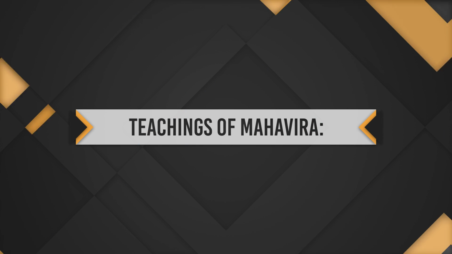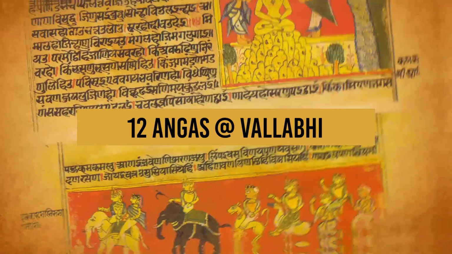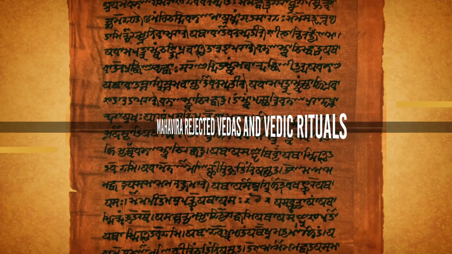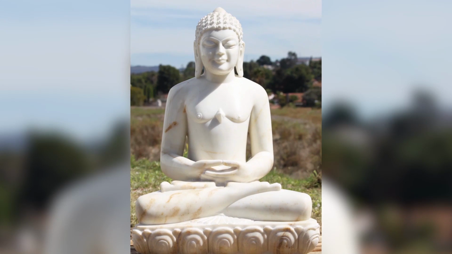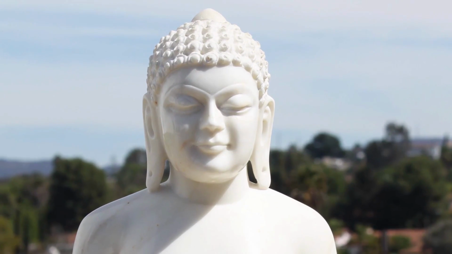Teachings of Mahavira. The teachings of the Jain Tirthankars were compiled into 12 Angas at Vallabhi. The principle of Jainism can be summed up as follows: Mahavira rejected the Vedas and Vedic rituals. He advocated an austere and simple life with the ultimate aim to attain Kevala, which means moksha.